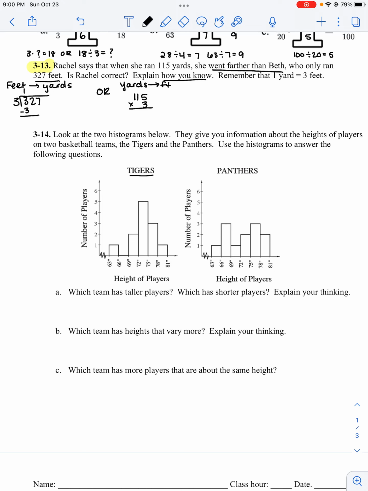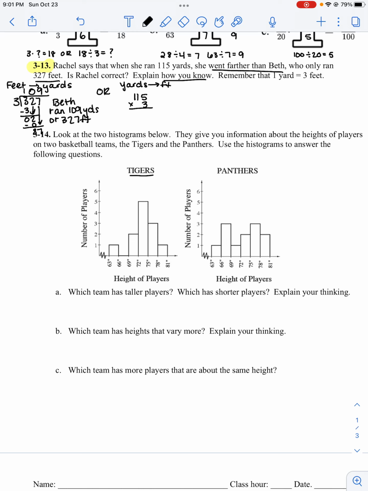Okay, 3 goes into 3 one time. 3 times 1 is 3. Subtract, drop my 2. 3 times nothing goes into 2, so I have to put in a 0. Subtract, drop my 7. 3 times 9 is 27. So Beth ran 109 yards or 327 feet.